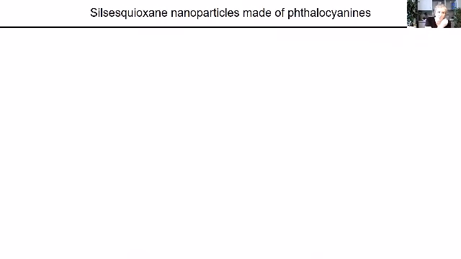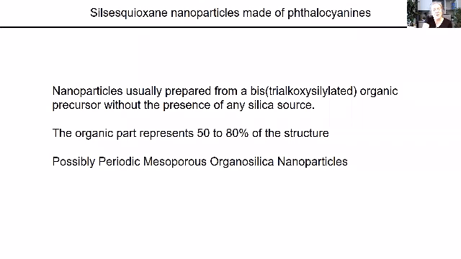We have also been developing a completely different strategy, still to have phthalocyanine nanoparticles. This time, the idea was to prepare, and I'm going to say it only once, silsesquioxane nanoparticles. These nanoparticles are usually prepared from a bis-trialkoxysilylated organic precursor, so there is no inorganic silica source in it. It self-condensates, and as a result, the organic parts represent 50 to 80% of the structure. And it can have a periodic and mesoporous structure. We will see that it depends on the derivative that we are using.